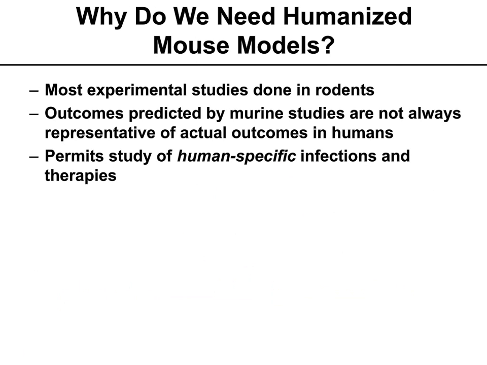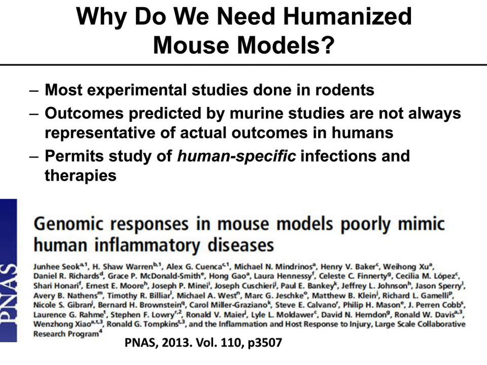This has been really highlighted, the importance of new models to study human immunity, in a recent publication in 2013 in PNAS, in which the genomic responses in mice were compared to humans for inflammatory stimuli.